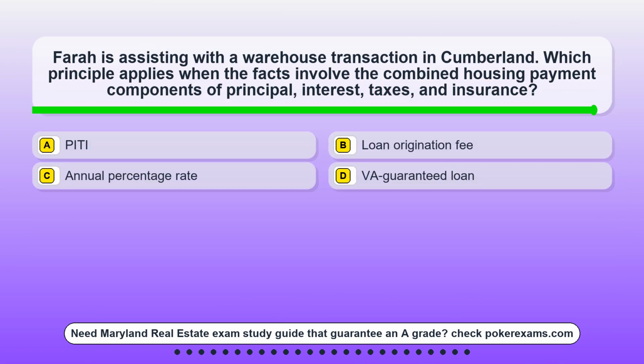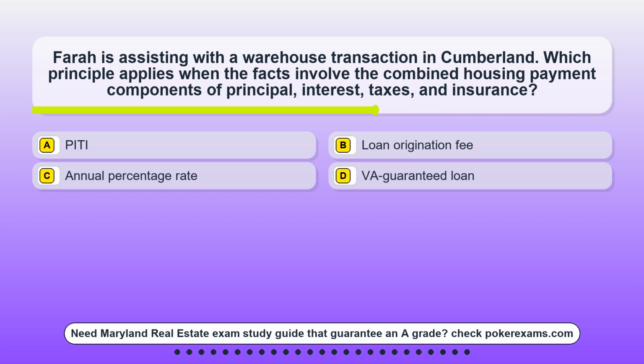Question 13. Farah is assisting with a warehouse transaction in Cumberland. Which principle applies when the facts involve the combined housing payment components of principal, interest, taxes, and insurance? Option A, PITI. Option B, loan origination fee. Option C, annual percentage rate. Option D, VA-guaranteed loan.